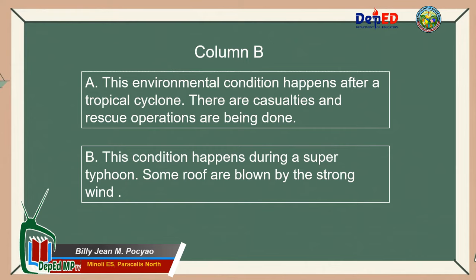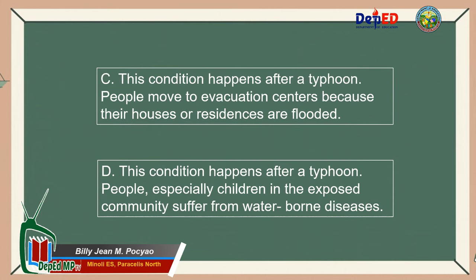Letter A. This environmental condition happens after a tropical cyclone. There are casualties and rescue operations are being done. Letter B. This condition happens during a super typhoon. Some roofs are blown by the strong wind.